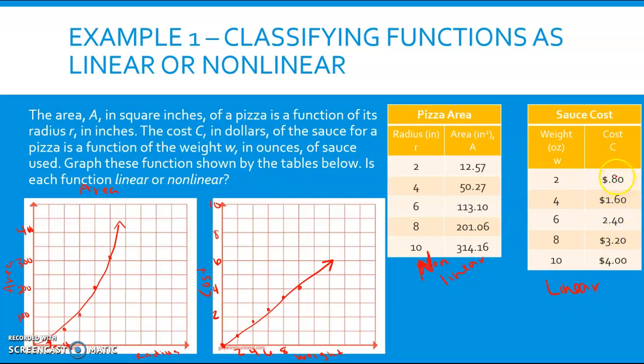And the other thing that would tell us that is like from 80 to 160, or $1.60, is 0.80. And from 160 to 240 is 0.80. And from 240 to 320 is 0.80. And from 320 to 4 is 0.80, which means we have that constant rate of change, which makes it linear, whereas this one does not have that constant rate of change. And so we just answered: pizza area is nonlinear, and the sauce cost is linear.